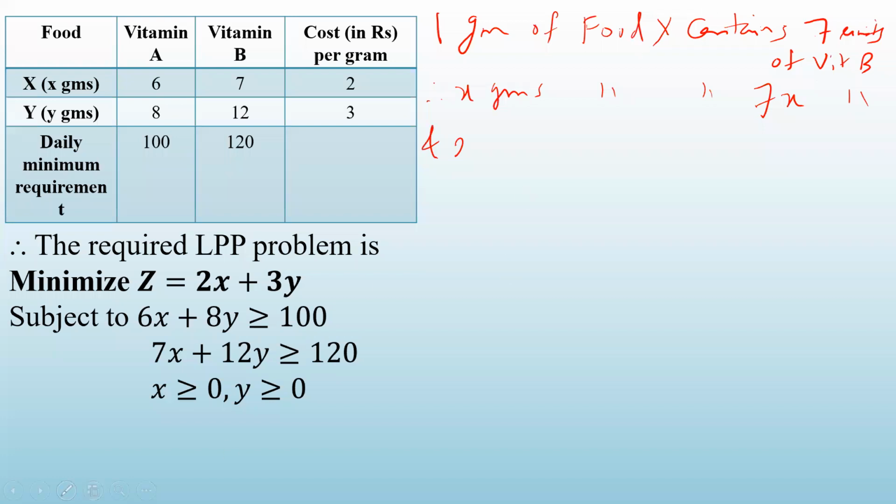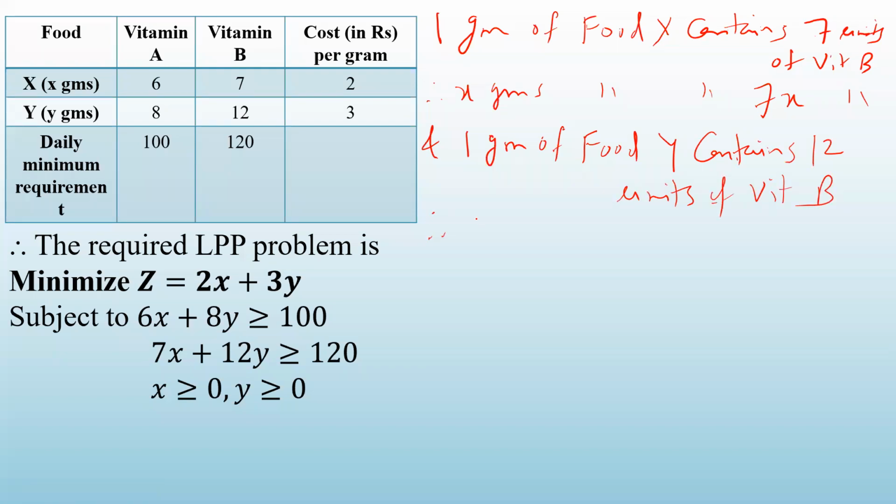And 1 gram of food Y: he is also getting vitamin B from food Y. So 1 gram of food Y contains how many units of vitamin B? 12. It contains 12 units of vitamin B.